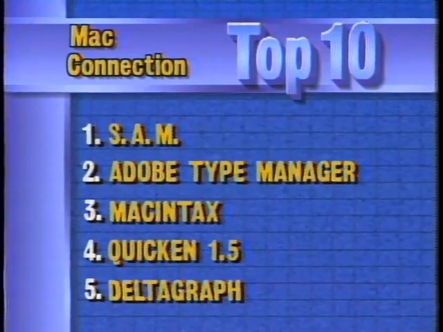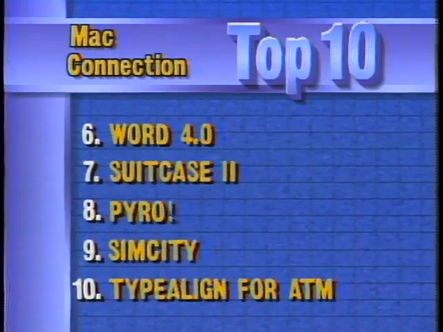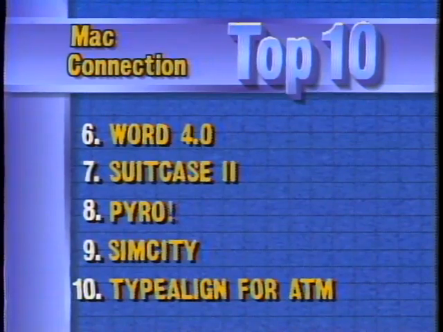Taking a look at this week's software top 10 for the Macintosh, according to Mac Connection, Symantec's antivirus program SAM is the bestseller this week, followed by Adobe Type Manager, Macintax, Quicken, and Deltagraph. Microsoft Word 4.0 moves into the 6th slot. A newcomer to the top 10 is Suitcase 2 from 5th Generation. Pyro ranks 8th. The award-winning simulation SimCity moves into the top 10 in the number 9 slot, and Type-Align for Adobe Type Manager is number 10. In our software review this week, Paul Schindler takes a look at a new game called Cosmic Osmo.